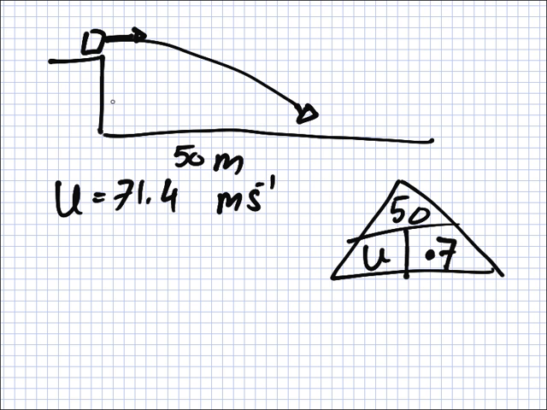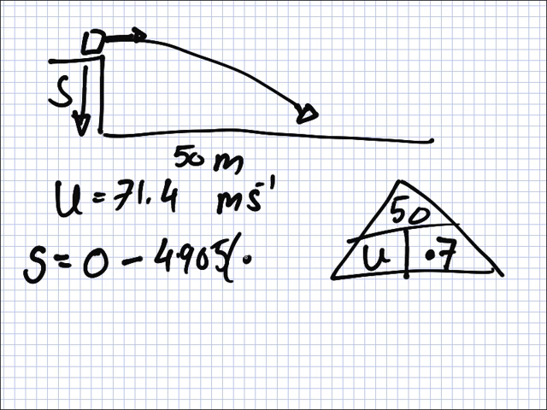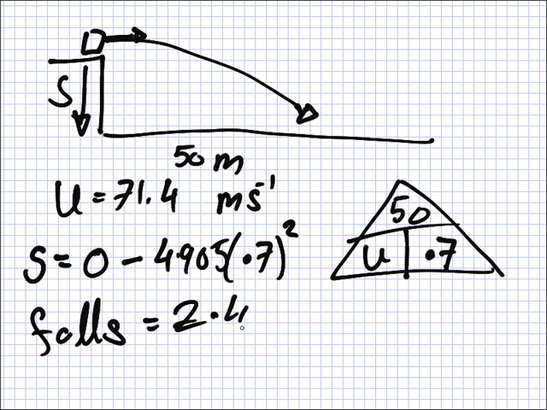Determine the vertical distance fallen. So that's this distance here, S. So we'll say S equals ut, which is 0, plus a half a t squared. That's 2.4.